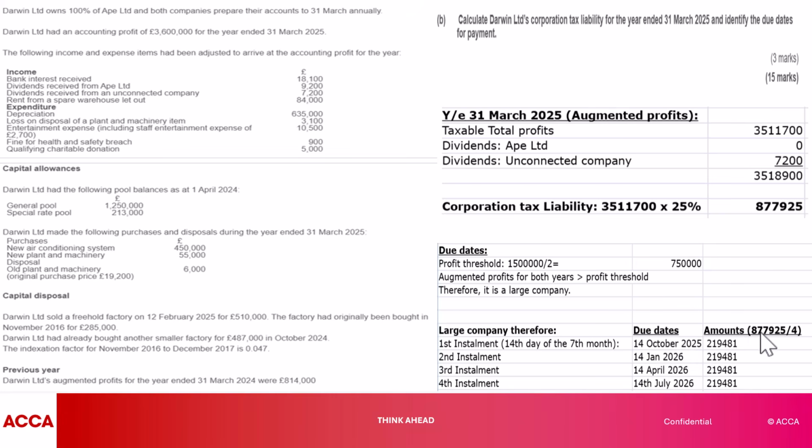Also, how we get the quarterly installments is simply by taking the corporation tax liability, which is 877,925, and dividing it by 4, because it's going to be paid in 4 installments, as you can see here. Okay, the other dates, the second, the third, and the fourth, basically arise because you're paying after every 3 months. So if you count between October to Jan, that's 3 months. From Jan to April is 3 months. From April to July is 3 months. And that's how we get your answer from this.